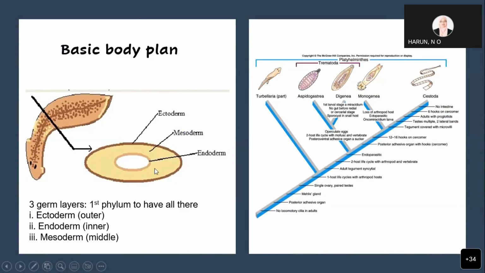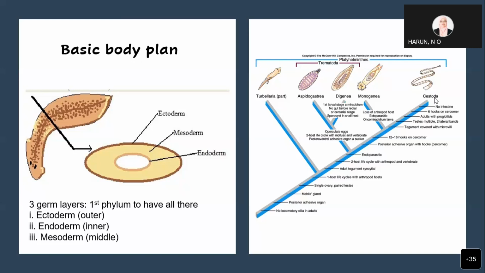Okay. The basic body plan for Planaria. Bila kita cross section this one, dia ada ectoderm, mesoderm dan juga endoderm. There are 3 germ layers. The first phylum to have all 3. Okay, the first phylum yang been identified to have all 3, ectoderm, endoderm dan juga mesoderm. As you can see here, okay, kalau kita tengok dia punya phylogenetic tree, this is the group of the Platyhelminthes. Tengok yang biru ni.